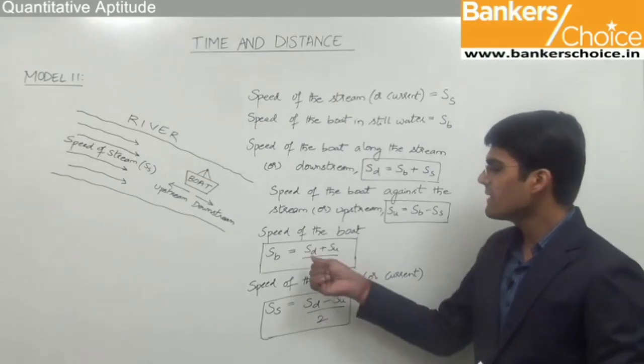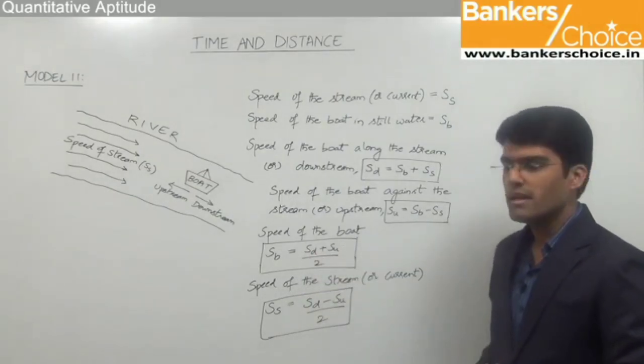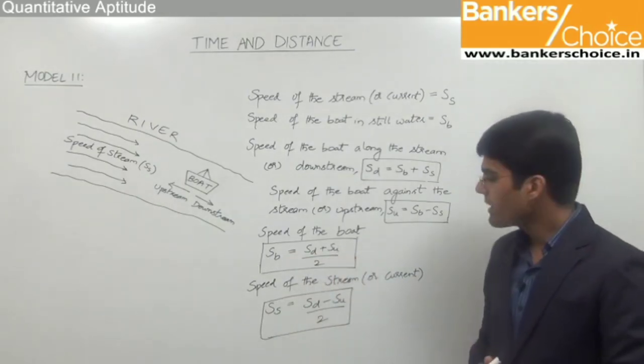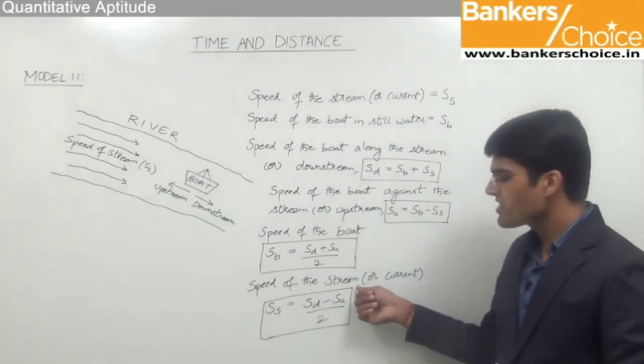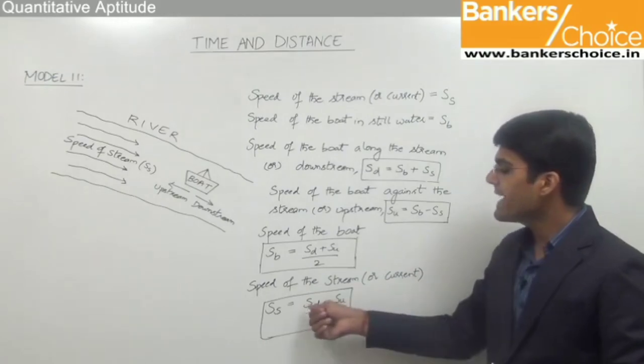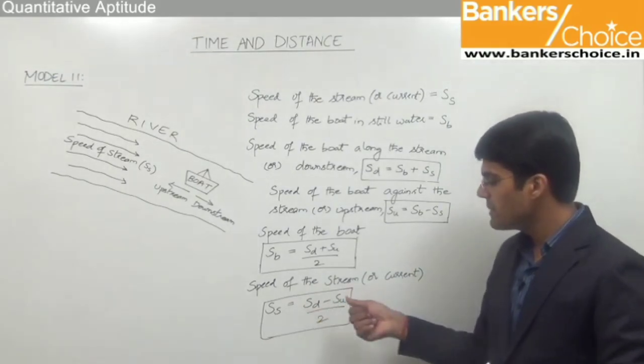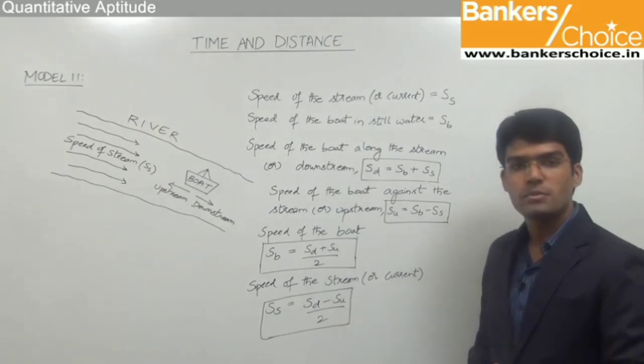So in some cases, when the downstream and upstream speeds are specified, we can take the speed of the boat as (SD + SU) / 2. And similarly, the speed of the stream or the current can be taken as (SD - SU) / 2. So the speed of the stream is equal to the downstream speed minus the upstream speed, divided by 2.